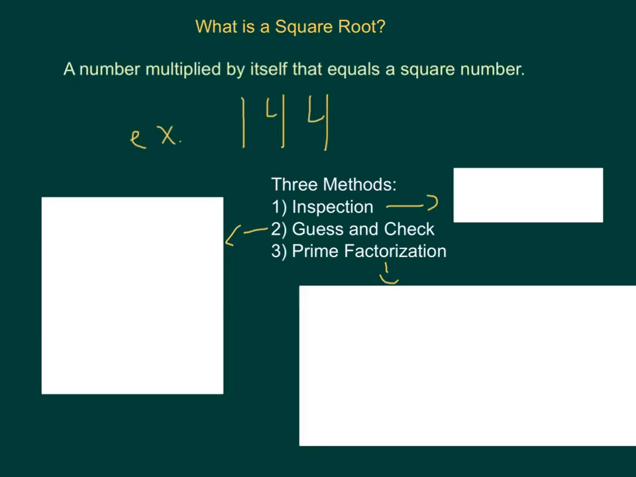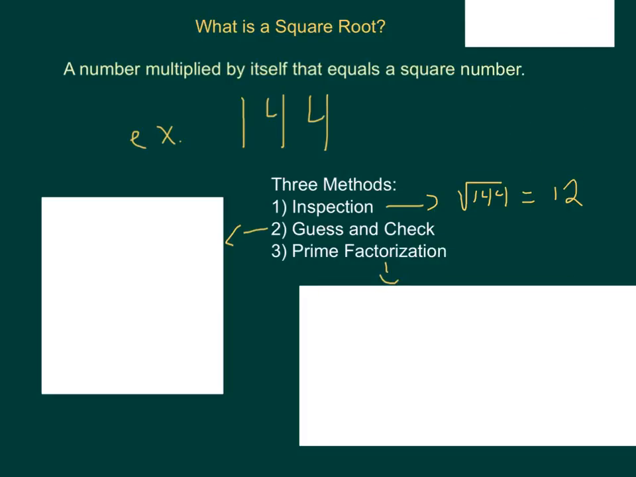So now the last question is, what's a square root? Well, a square root is a number multiplied by itself that equals a square number. So if we have the example of 144, we need to know what number times itself gives us 144. And there's actually 3 methods you can use to find the square root. The first is just inspection, which means that you're just using your intuition, that you know right away that 12 times 12 is going to give me 144.